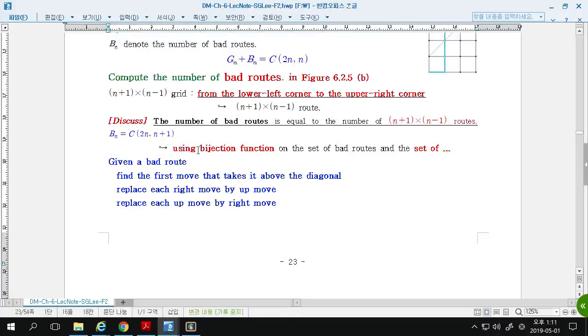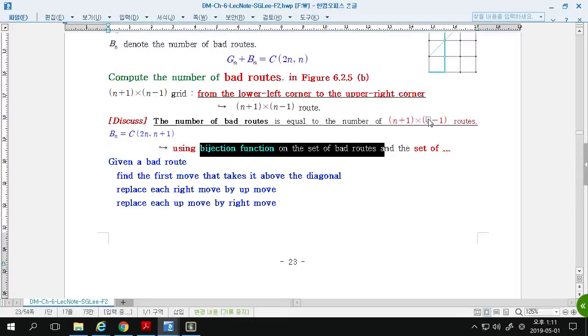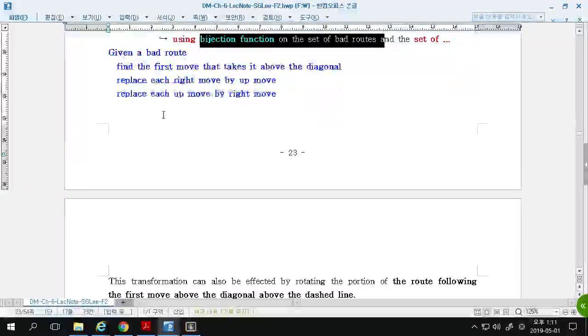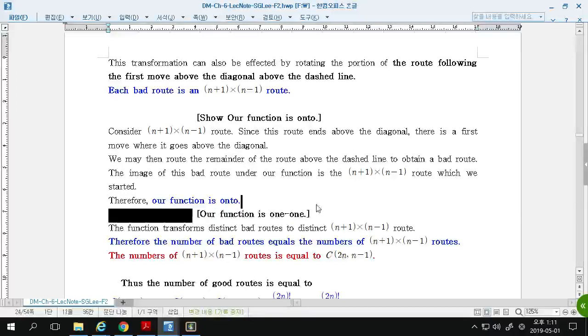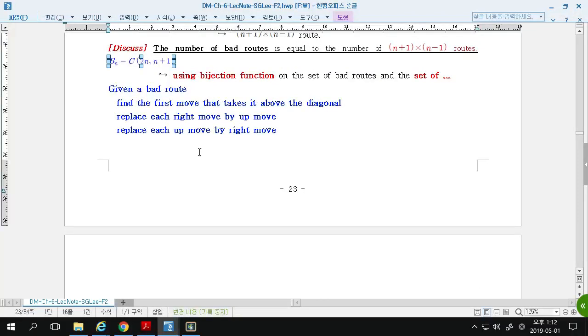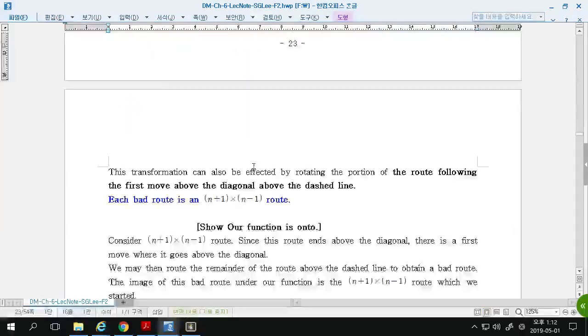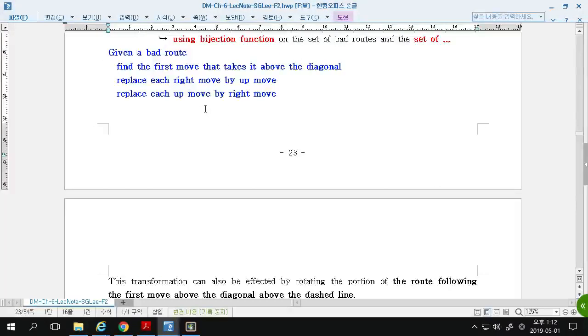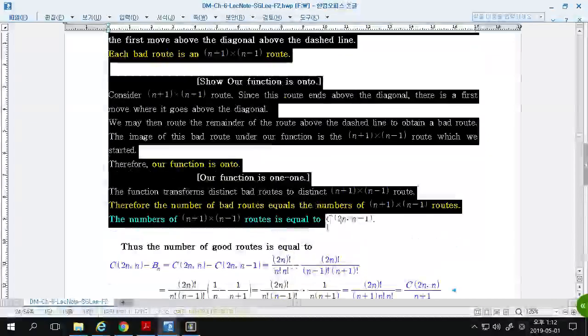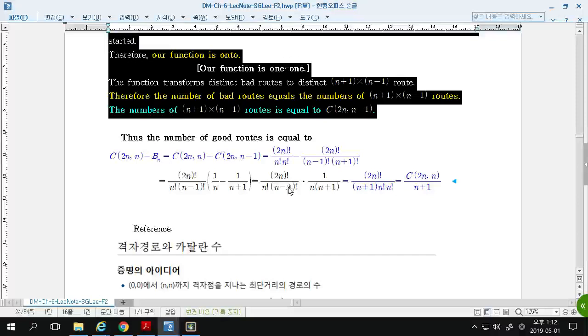Why? We are using a bijection function between the set of bad roots and the set of routes from here to here. We can show this function is one-to-one, so there is a one-to-one correspondence. So the total number of bad roots is the same as the total number of routes in the n plus 1 times n minus 1 grid. Since we have only 2 minutes left, I will allow you to talk about this one-to-one correspondence in Q&A to understand it.